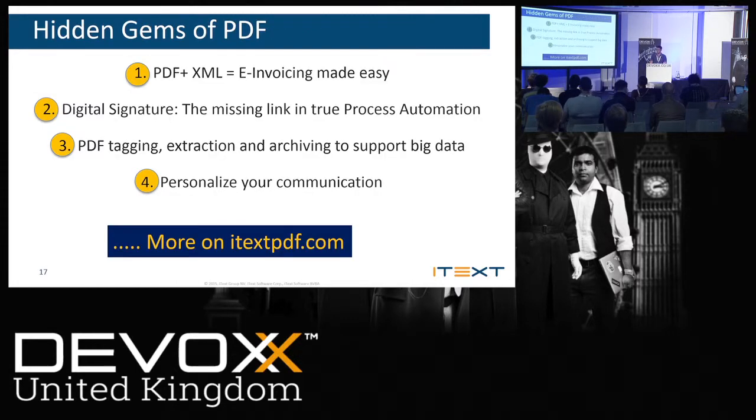So to summarize, we had PDF and XML, which makes e-invoicing very easy to process. You have digital signatures that allow you to make sure that your documents are what you say your documents are, that they have integrity, that the recipient of your documents knows who you are, and that you can prove it. PDF tagging is to add structure to the PDFs, so that it's easier to process them afterwards. And we can personalize your communication using iText.